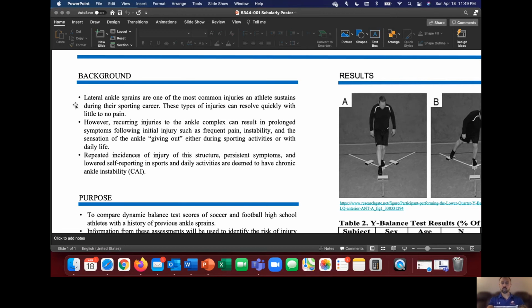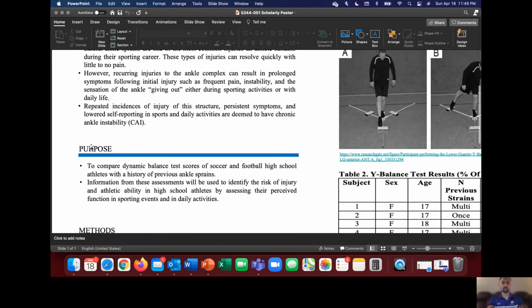These can typically resolve rather quickly with little to no pain. However, recurring injuries to the ankle complex can result in prolonged symptoms such as pain, instability, and a sensation of their ankle giving out during activities. So with repeated incidences, these athletes can be deemed to have chronic ankle instability.